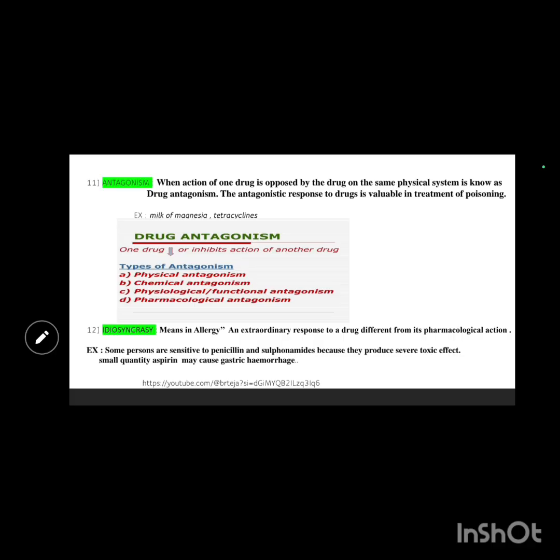Idiosyncrasy means allergy, hypersensitivity, or an extraordinary response to a drug different from its pharmacological actions. For example, in some persons a small quantity of aspirin may cause gastric hemorrhage. Some persons are sensitive to penicillin antibiotics and sulfonamides, because they produce a severe toxic effect.